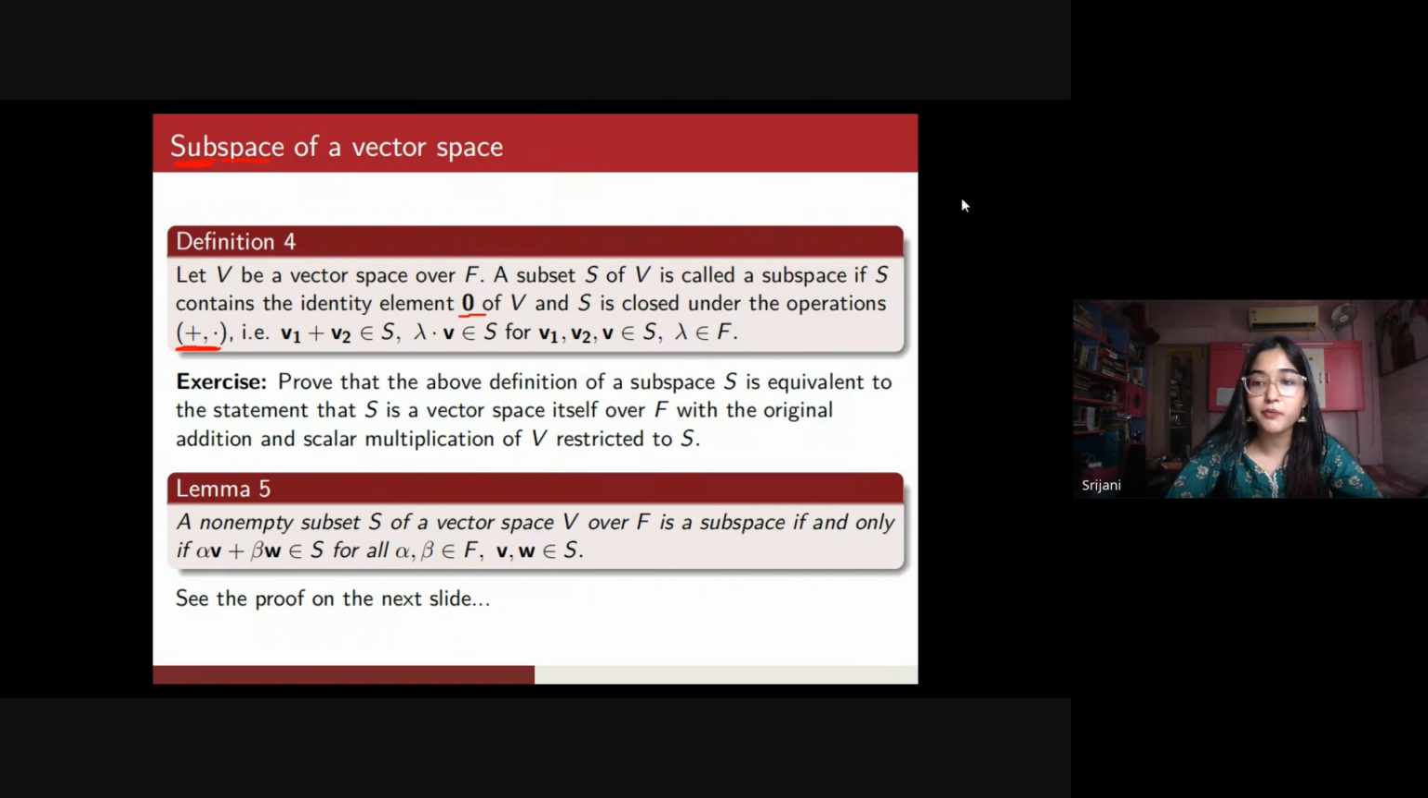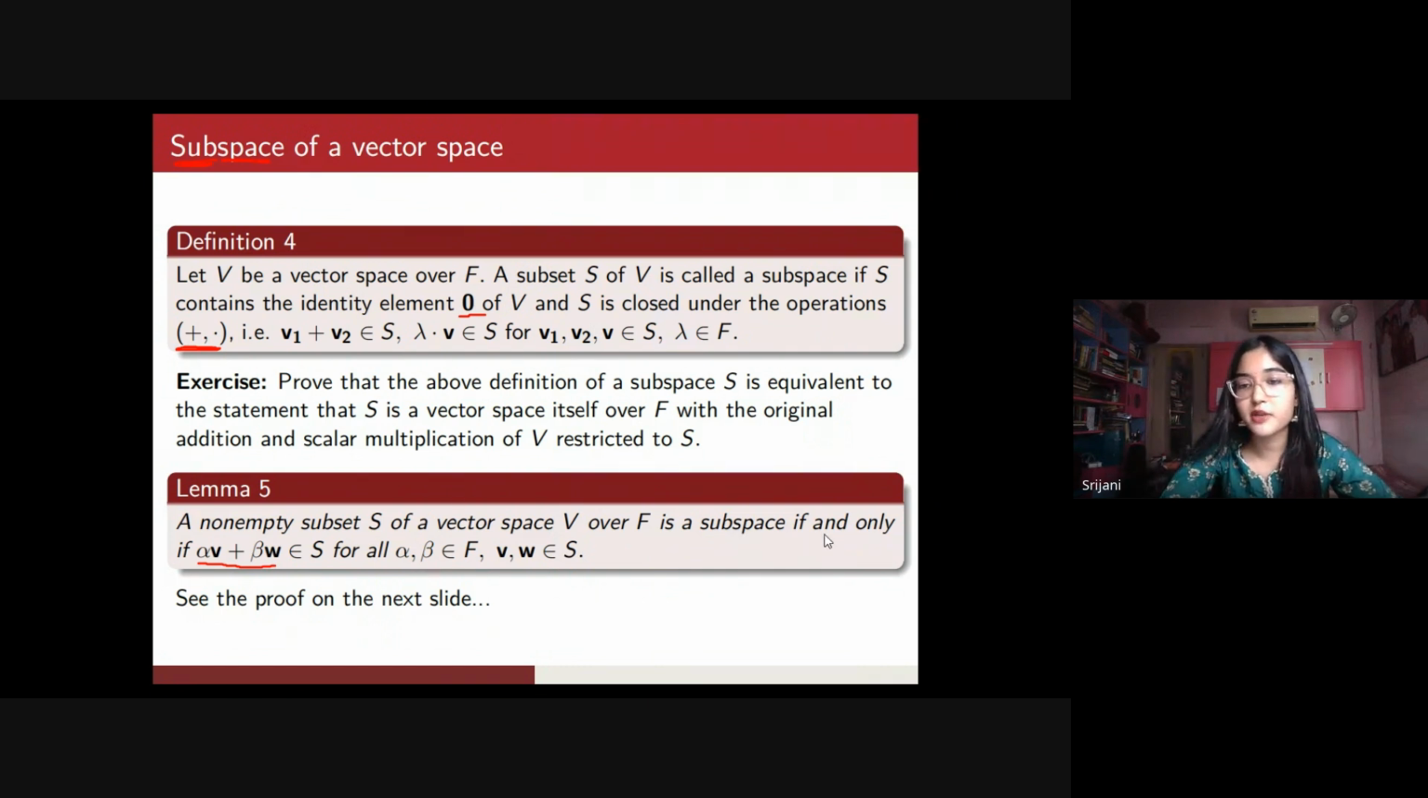Now this is an important lemma. It is very helpful in checking if something is a vector space or not, because it is a bit cumbersome to verify so many properties. So if we just check that for every alpha, beta in F and v, w in S, alpha v plus beta w is in S, then we say it is closed under all linear combinations.